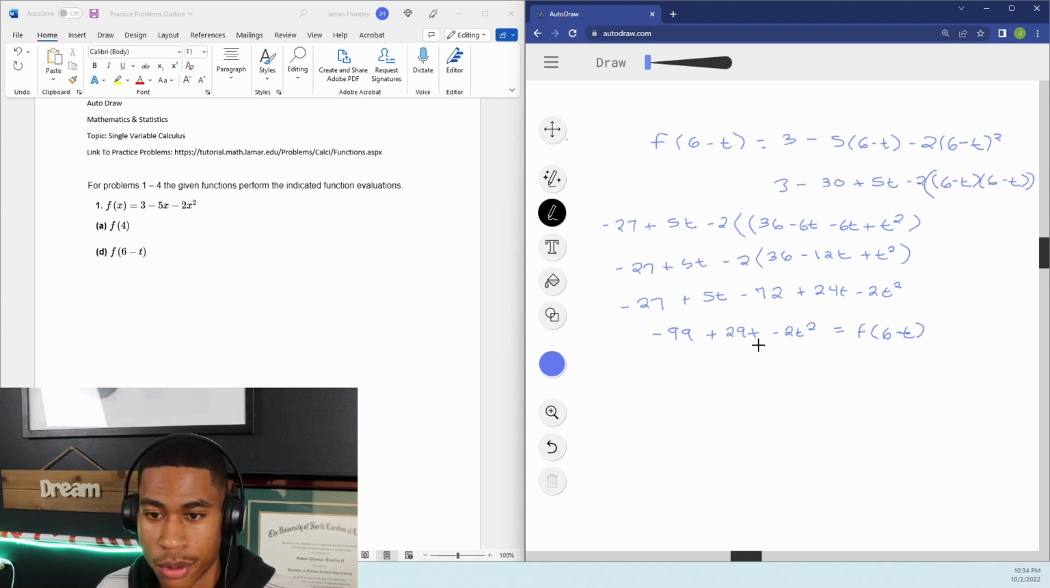This is problem number 1. Wanted to kind of start out simple, and now we can work our way to the next problem.